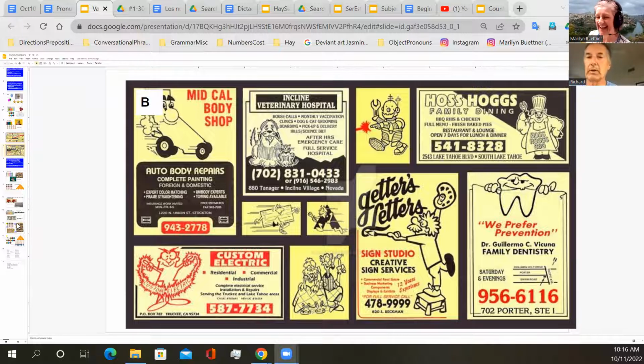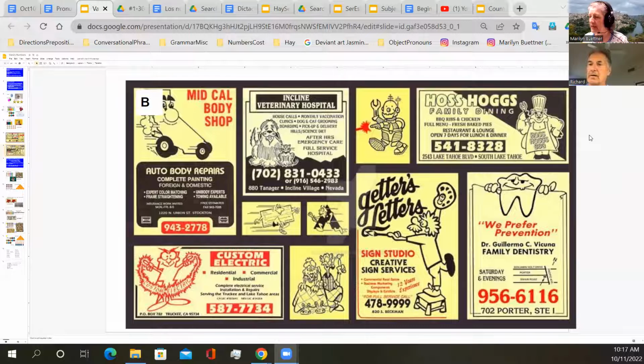All right. 9, 4, 3, 2, 7, 7, 8. Your siete is much better. Sí, mucho mejor, much better. Bien, bien, bien. Okay, I'm going to look at the veterinary. 702 831 0433. Bien. Okay. How about Hoss and Hogs? 5, 4, 1, 8, 3, 2, 8. Perfecto. Muy bien, muy bien.